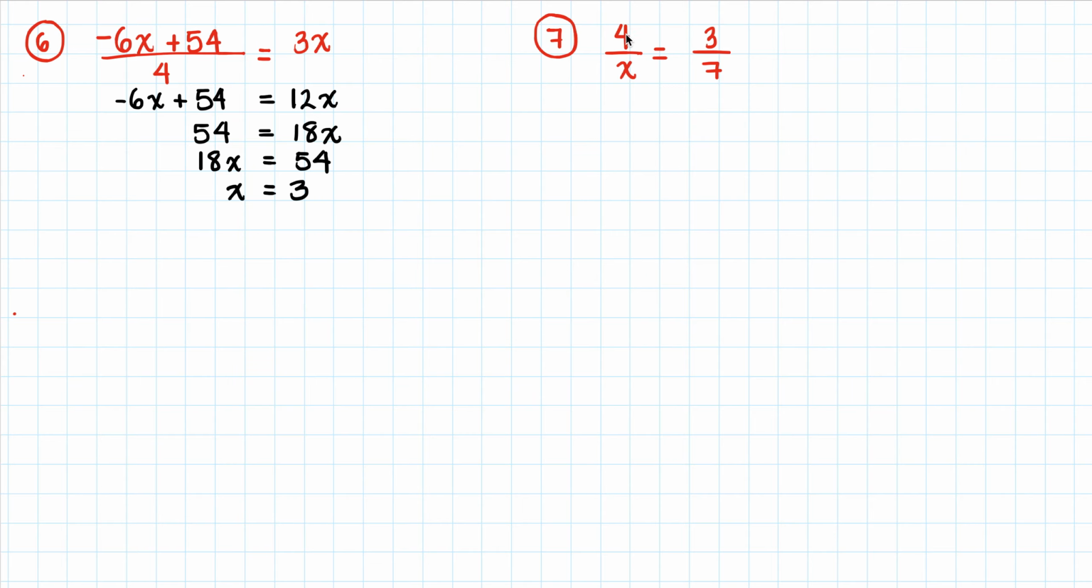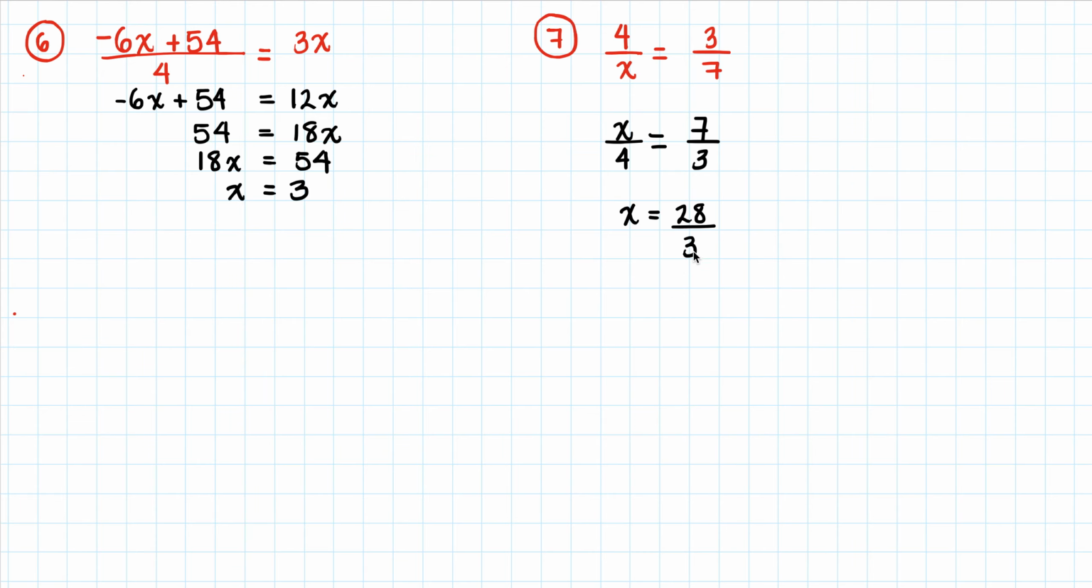So if 4 divided by x is equal to 3 divided by 7, then x divided by 4, I just use the reciprocal, has to be equal to 7 divided by 3. And suddenly it becomes easier to solve. How do we do this? Then I have to times both sides by 4. This means that x is going to be equal to 28 over 3.